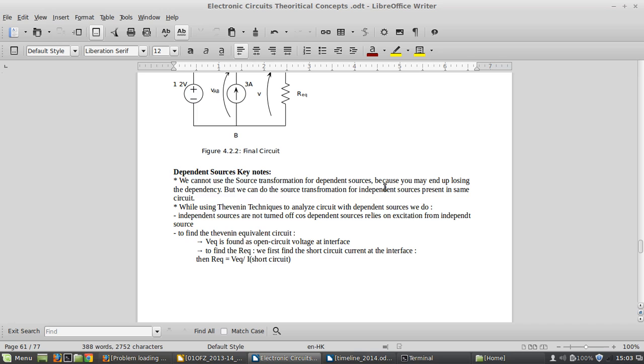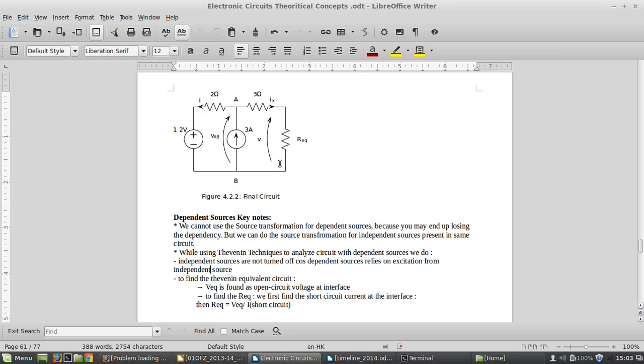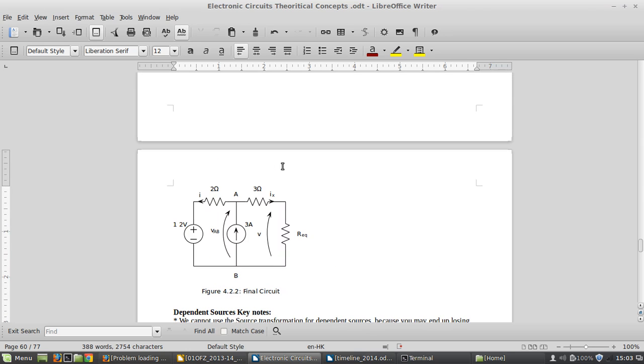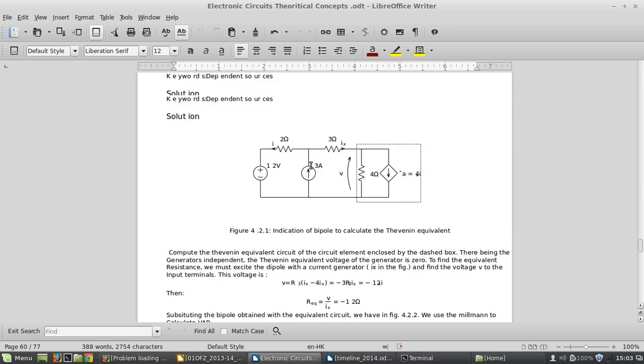Okay, so now the second key point is about using the Thevenin technique to analyze a circuit with a dependent source. As you noted, I used the Thevenin technique to analyze the dependent sources, right? But there is a specific procedure, there are some steps that you should follow while using the Thevenin technique to analyze dependent sources. That is, you should not turn off independent sources. Do not turn off the independent sources which are dependent with the dependent source.